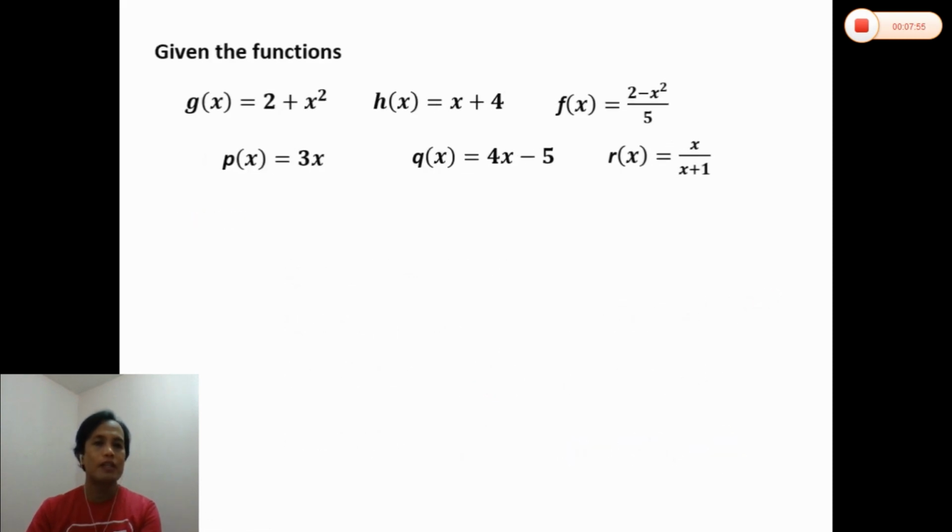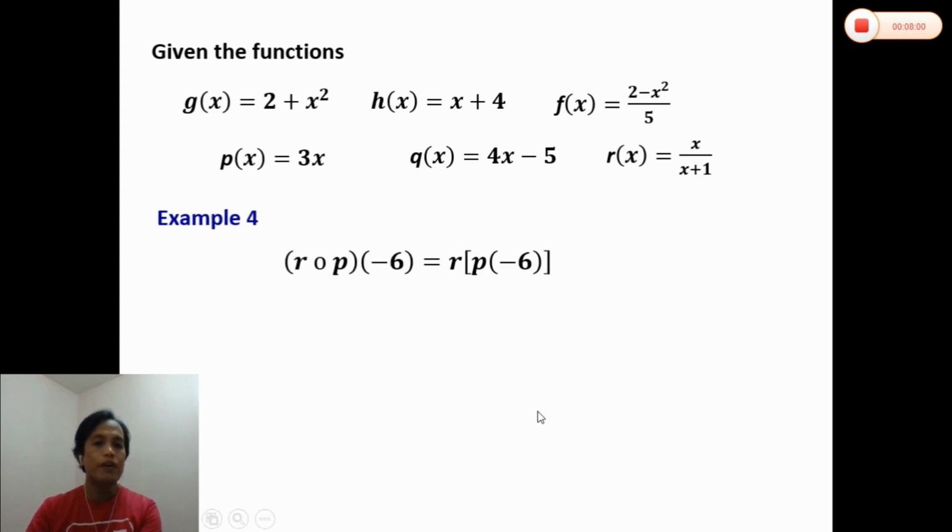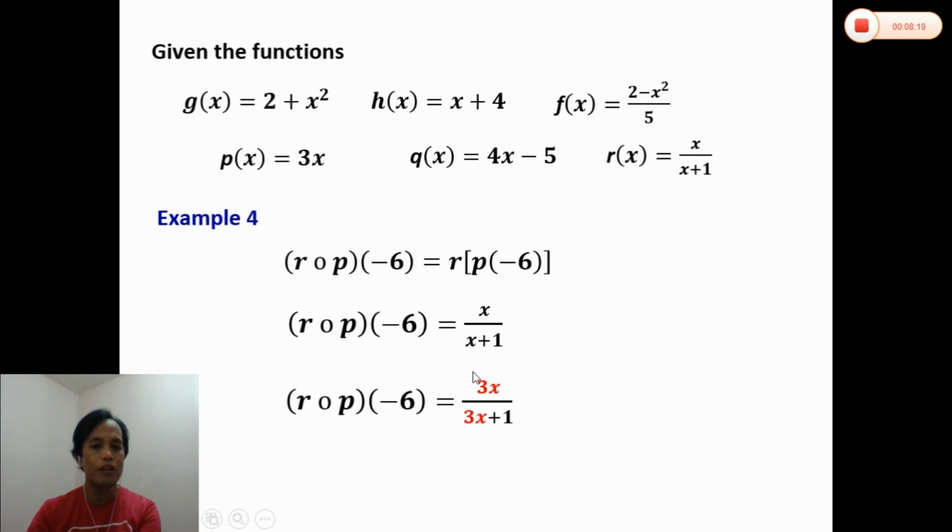Let's proceed to the next example. We are to find the composition of the functions r and p, and we need to evaluate the function using the domain negative 6. So our r is x over x plus 1, and our p is 3x. So instead of writing x here, we change that with 3x, and our x here is changed to 3x. Then afterwards, we need to substitute the domain, which is negative 6.